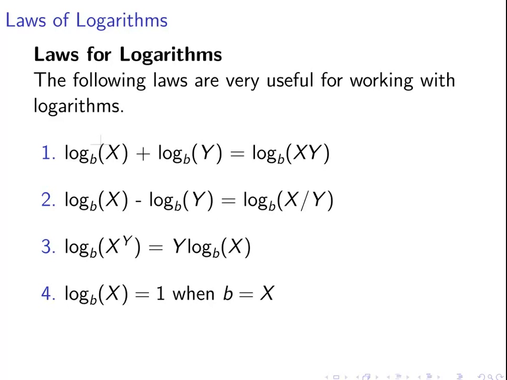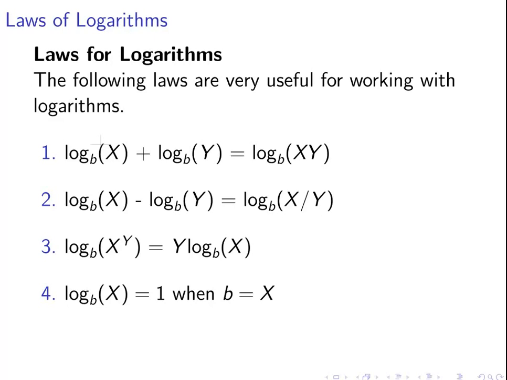Log to the base b of x minus log to the base b of y is equal to log to the base b of x divided by y. Okay. Log to the base b of x to the power of y is equal to y times log to the base b of x. And finally, log to the base b of x is equal to 1 when b and x are equal to each other. So that's going to be useful also.